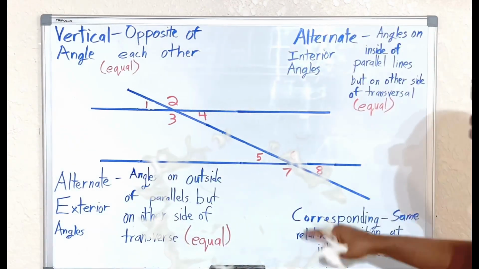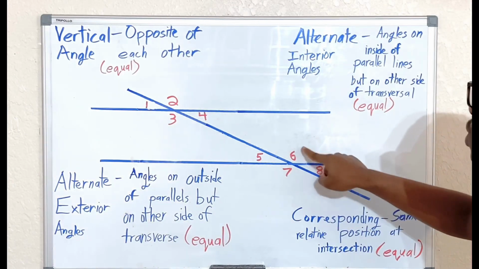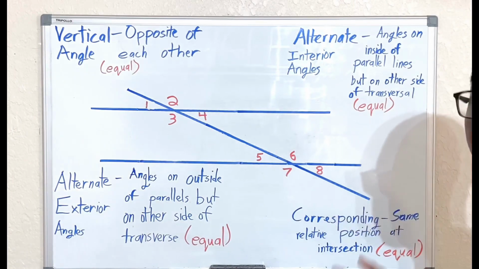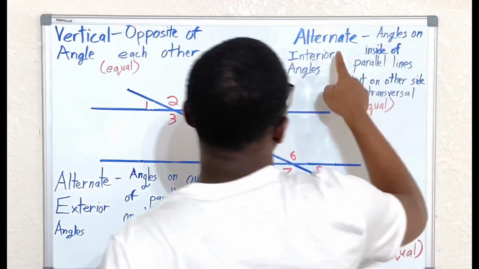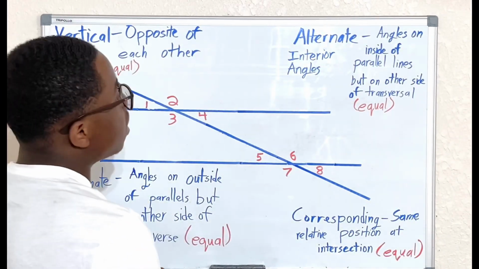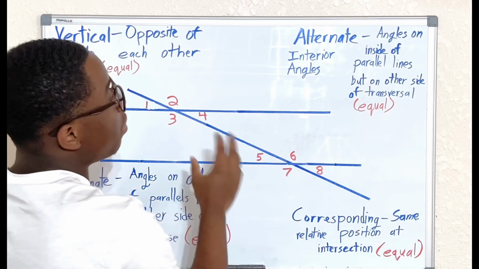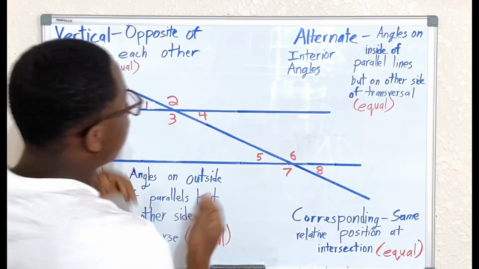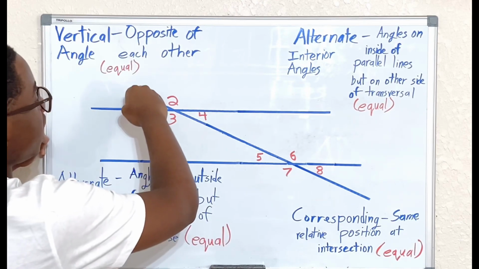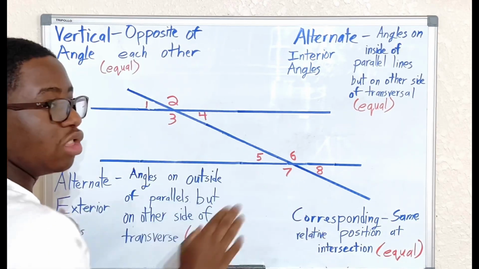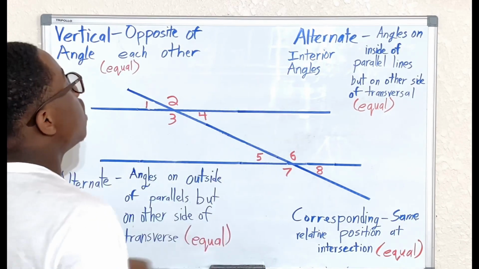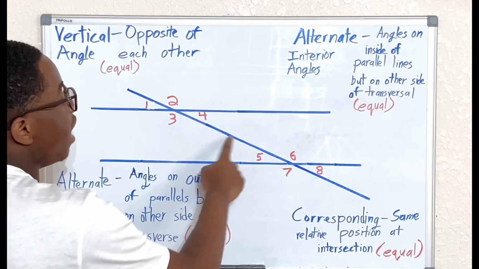And the same thing goes for the ones at the bottom too. The 6 and 7, those are vertical angles. 5 and 8 are vertical angles. Here we have alternate interior angles. These are the angles on the insides of the parallels, but on the other side of the transversal. So they're on the inside. So we're taking out 1, 2, 7, and 8. These don't matter when we're looking at alternate interior angles. So we're looking at 3, 4, 5, and 6.